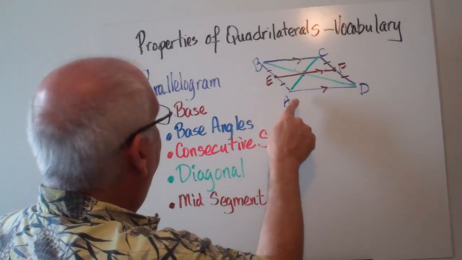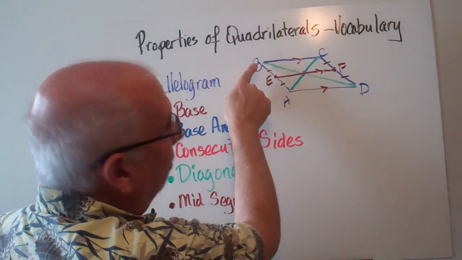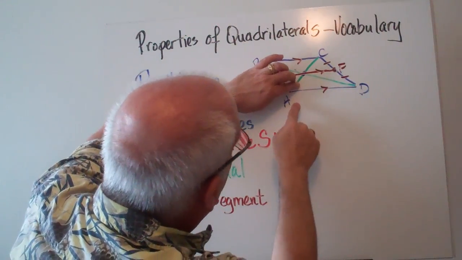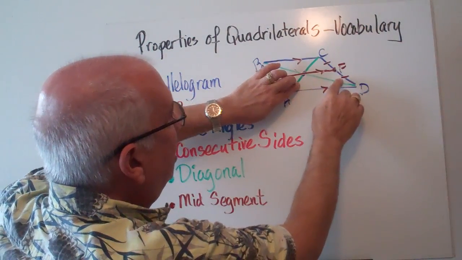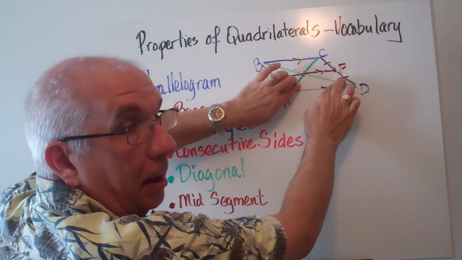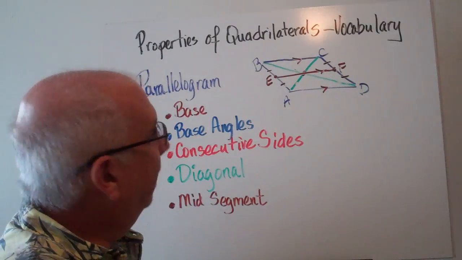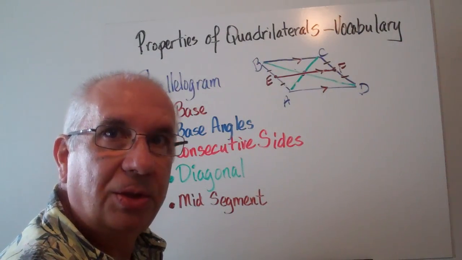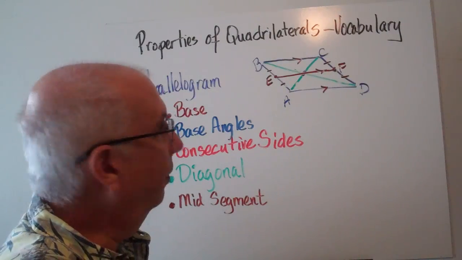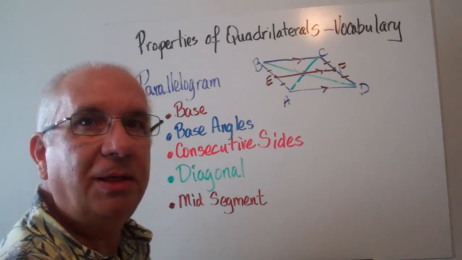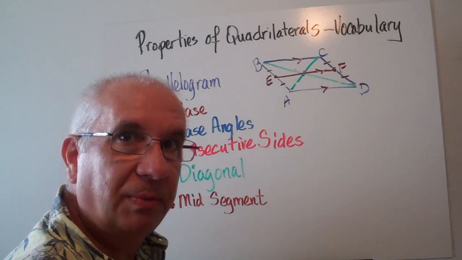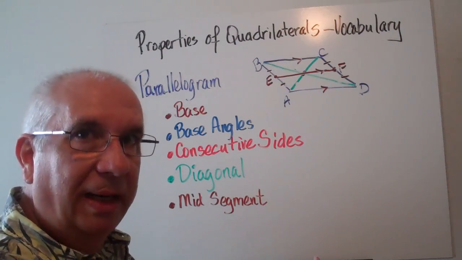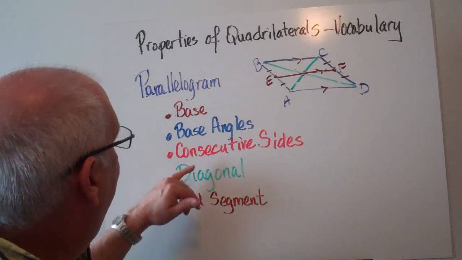In this case, the base angles would be angle BAD, that's this one right here, and angle ADC, that's this one right here. As you can see, what appears to be true is that these two angles are supplementary, and indeed that is true. Supplementary means that the measures of the two base angles sum to 180 degrees.